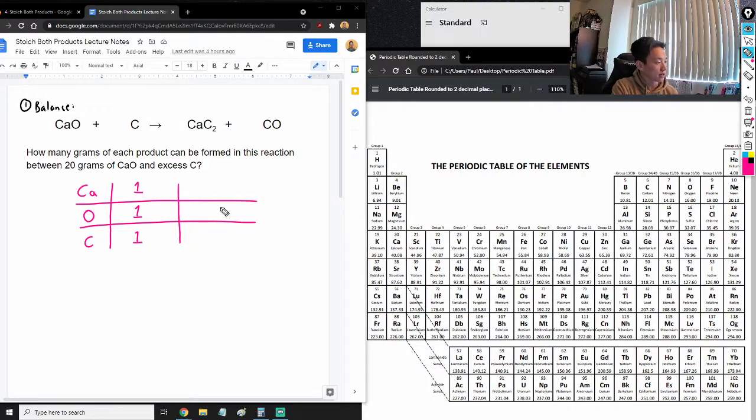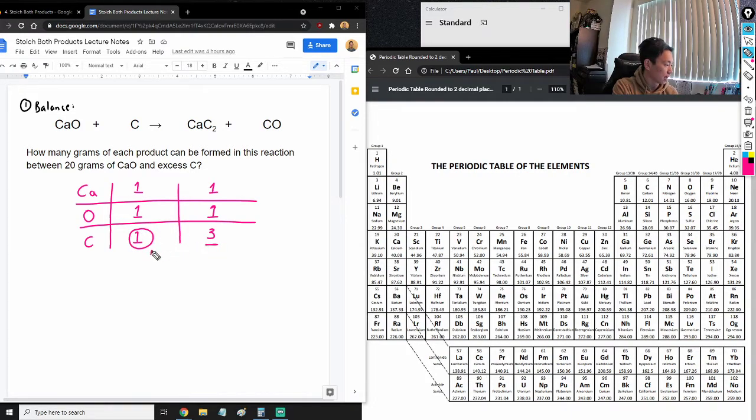If we look on the right side though, for calcium we have 1, and for carbon we have 2, because we have the number 2 behind carbon, and we have another carbon right here, so that means we have a total of 3 carbons. And for the oxygens we have 1. So it looks like the one that's not balanced is going to be the carbon. There's only 1 carbon on the left side, but there are 3 on the right side.